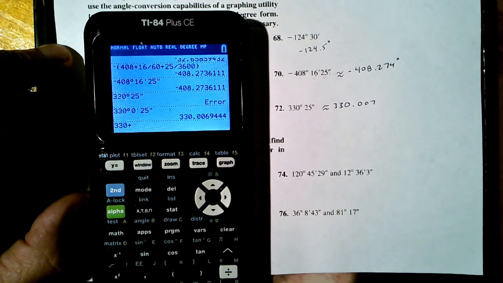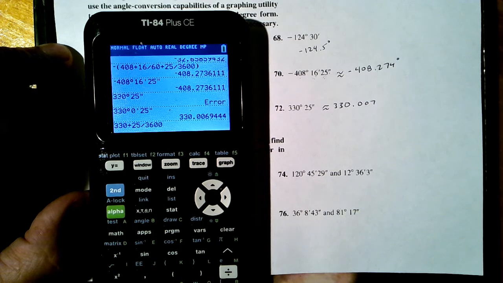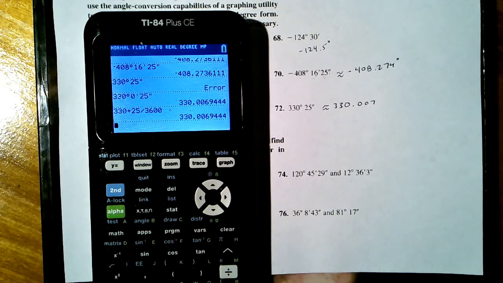Now that's where I would probably just have done this: 330 plus 25 seconds, and it takes 3,600, 60 times 60 seconds, to be an hour. And there we have it. So take your pick. You'll have your choice on that.